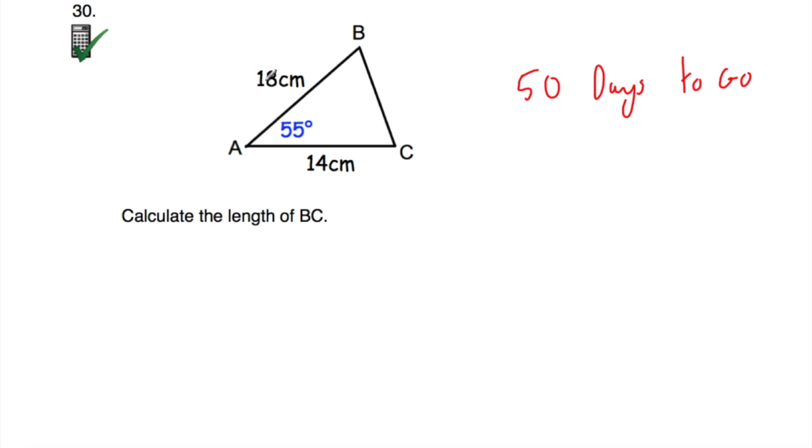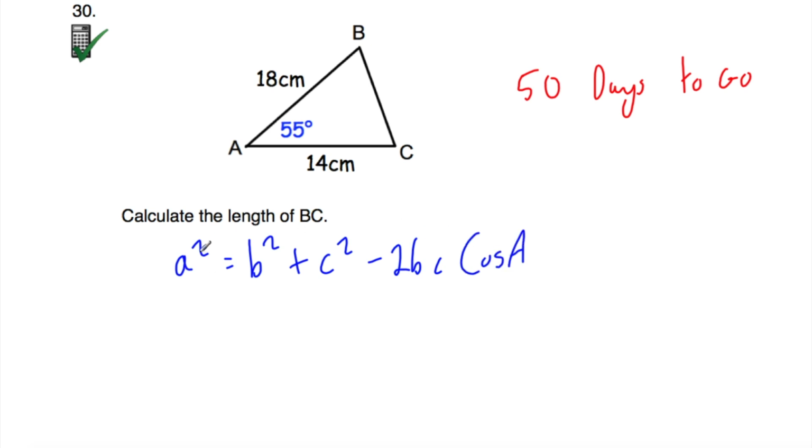Okay, let's have a look at our next question, question number 30. So here we've got a triangle, and we've been asked to find the length of BC. So we're going to be using either sine rule or cosine rule or something like that in this question. Now we've got two sides and the angle enclosed between them. So that means if we want to find the length of the third side, we're going to use the cosine rule. So the cosine rule is a squared equals b squared plus c squared minus 2bc cos a.